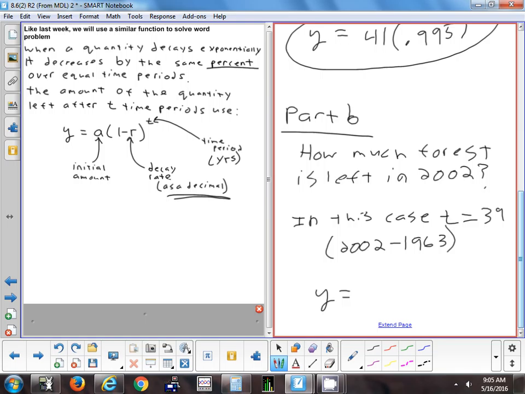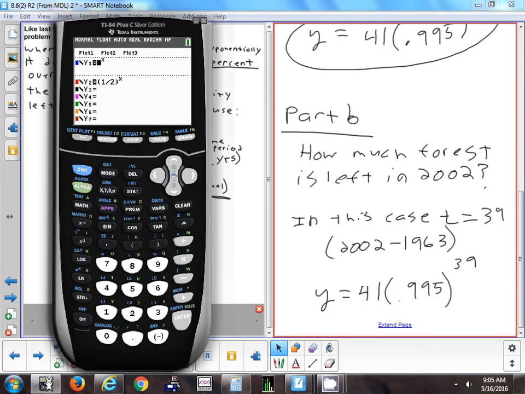So y is going to be how much forest is left. Do you think we're going to lose a lot of forest? What do you think? A little bit? Yeah, let's see what happens. So we've got 0.995 to the 39th power. I'm going to use this calculator because it's a little bigger, so you can see the screen better. I've got 41 times 0.995 raised to the 39th power.